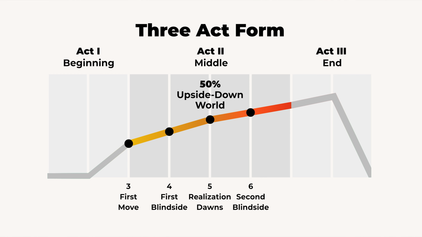Last episode, we took a deep dive into Act 1. Today, we'll explore Act 2, the middle of your novel, using examples from The Hunger Games, Lessons in Chemistry, and The Kite Runner. Act 2 makes up 50% of your novel and throws your hero into an upside-down world. Everything that takes place here tests them and forces them to change.